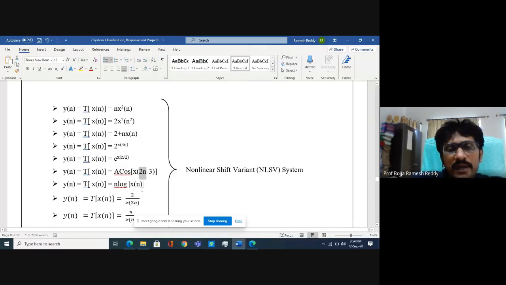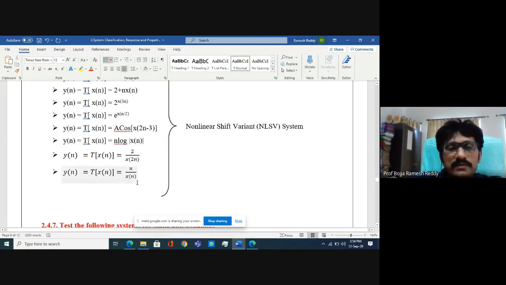n log x of n: because of the logarithm it is non-linear, because of n it is shift variant. Then 2 by x: because of 2 by x it is non-linear, because of 2n it is shift variant. Then n by x of n: because of 1 by x of n it is non-linear, and because it is multiplied with n, that's why it is shift variant. Okay, now it is very clear.